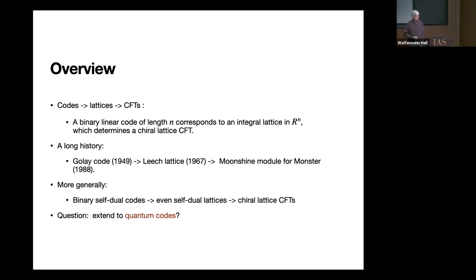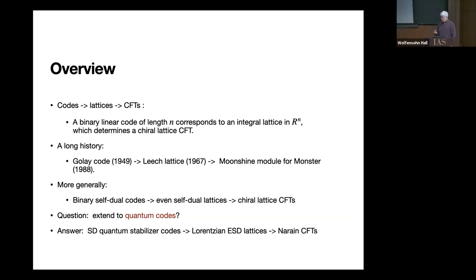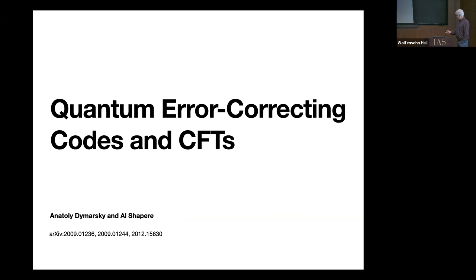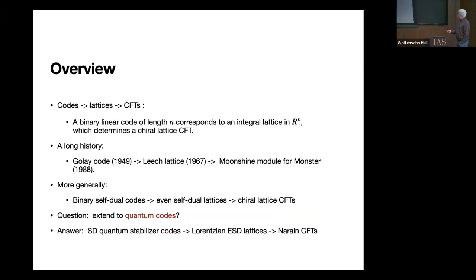So the obvious question is, these binary codes here are classical codes. And the natural question is, can you extend this correspondence to quantum codes? And I'm going to answer that in the affirmative. The answer is going to be that self-dual quantum stabilizer codes are associated with Lorentzian even self-dual lattices, and those, of course, are the basis for Narain CFTs.